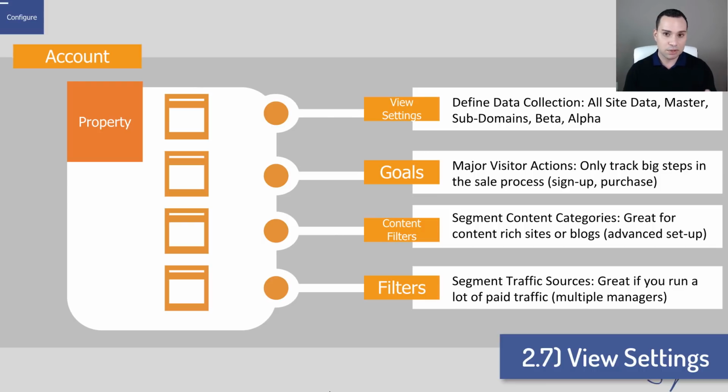Finally, filters. And filters are great if you're doing a lot of paid traffic, because what filters allow you to do, as you'll see in a little bit here, is filter by what type of traffic is coming in. So we can create a view just for Facebook ads, just for Google ads, just for YouTube ads, just for Instagram ads. So it creates a very easy way for you or whoever's managing your ads to go in and see all of the site traffic from the lens of only one traffic source.